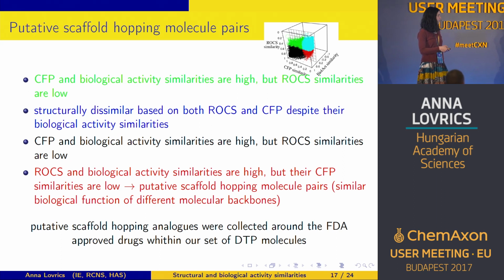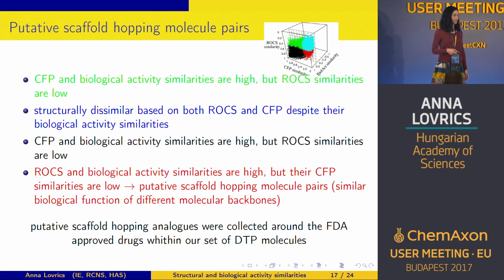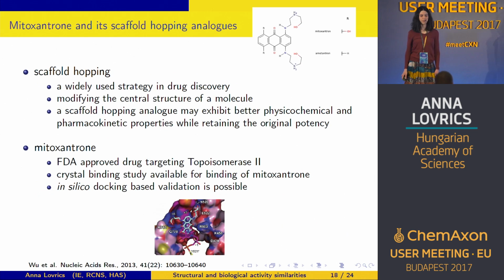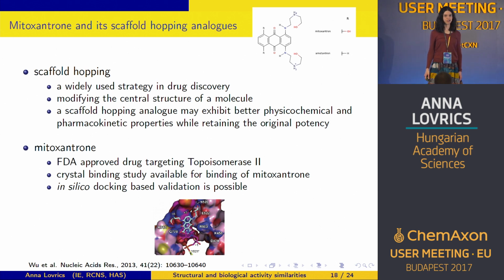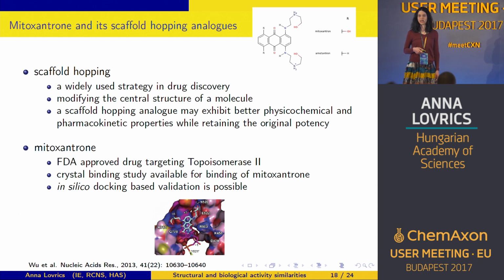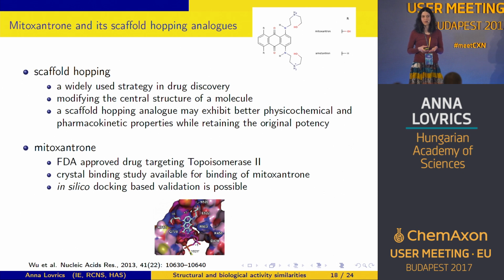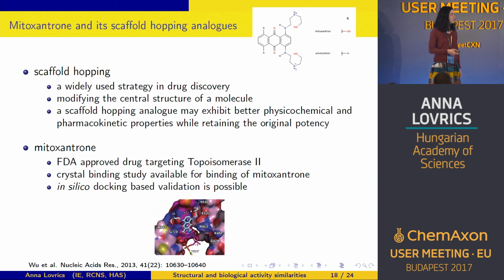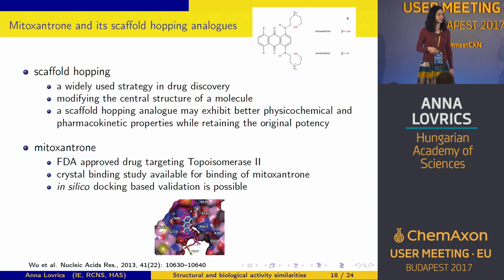But what we thought was very interesting, that there are also molecule pairs for which the 3D shape-based similarities were high, and the biological activity similarities were also high, despite their low molecular descriptor-based similarities. And we thought that this could be putative scaffold hopping pairs. What is scaffold hopping? So it's a concept of modifying the central structure of a molecule while retaining its original potency. This is widely used in drug discovery, and we thought that it might already be there for these molecules, because they display a similar shape. We know that their biological activity is similar, but their molecular descriptor-based similarity is low, which could just mean that there is a central change in their scaffold.